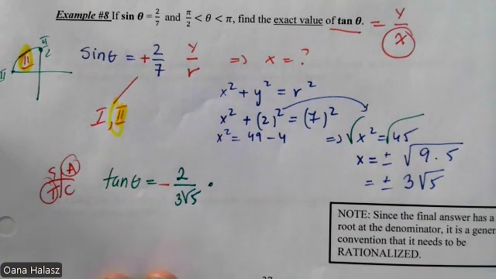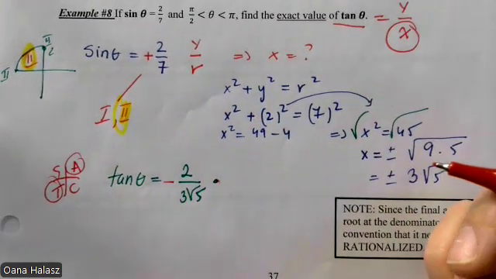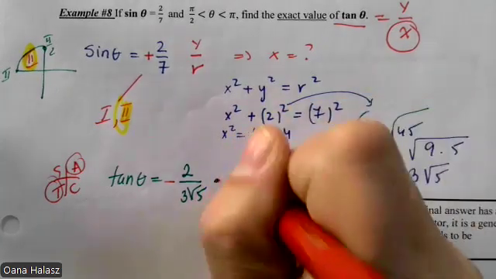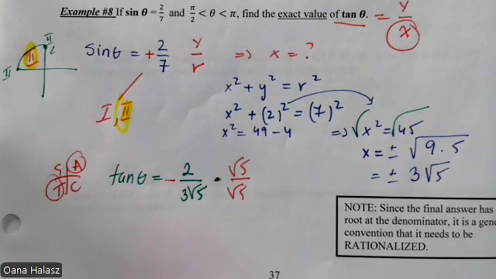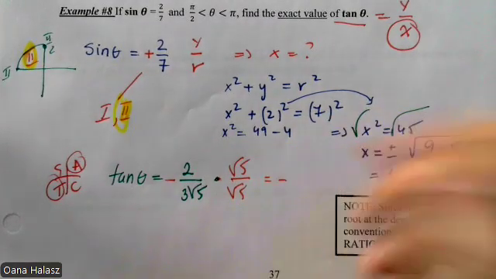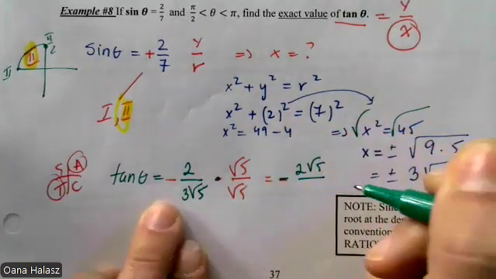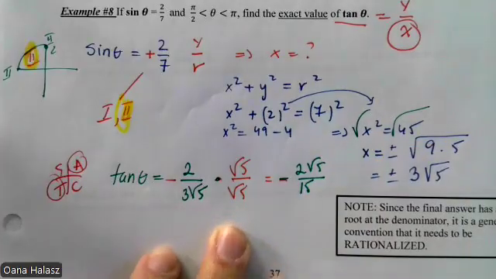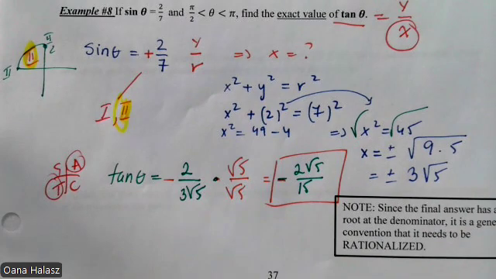What kind of multiplication do I need to get rid of that square root of 5 in the denominator? Yeah, root 5. And I have to duplicate it at the top as well because I want to multiply by 1, because multiplying by 1 does not change the original value. And then we get negative 2 root 5 over 3 times 5, which is 15. That's the value of tangent of theta.